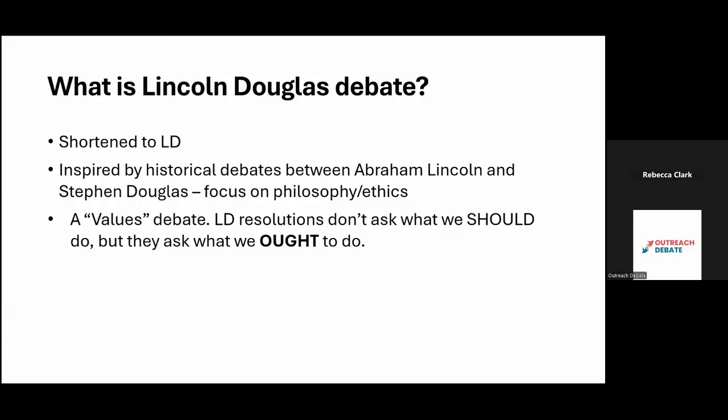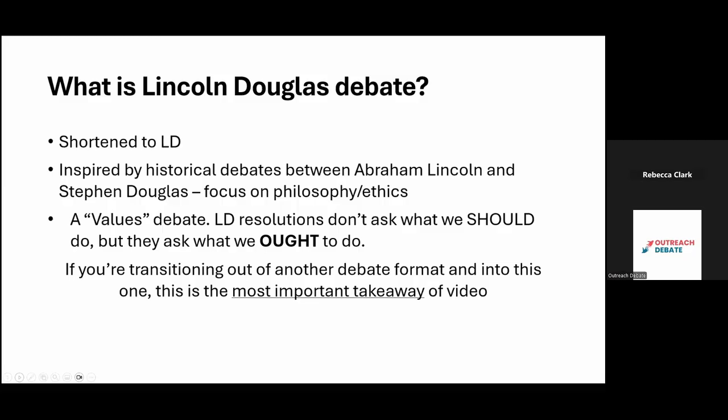Most people tend to think that this difference is meaningless, but it actually adds a lot of value to the format. If we're transitioning out of another debate format, which I often see happen with, for instance, PF debaters, and into LD debate, this is one of the most important takeaways of the introduction to LD, and that's probably the most important takeaway of this video itself.